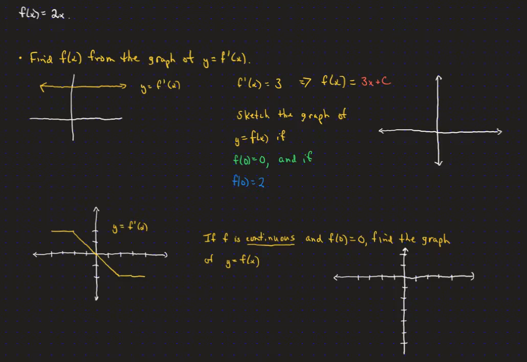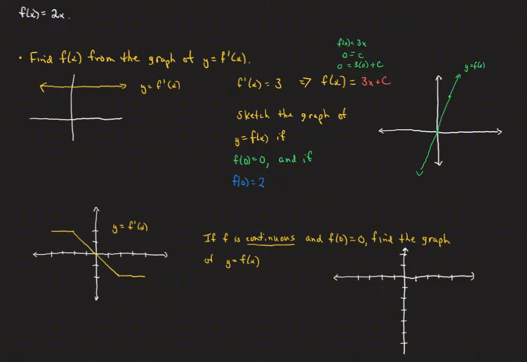Out of all those choices for c, sketch the graph of f of x if f of 0 equals 0. If f of 0 equals 0, that means 0 is going to be 3 times 0 plus c. That means c is going to be 0, and our f of x is going to be just 3x with a y-intercept of 0. So we start at 0, rise 3, run 1, and f of x would look something like that. So there's one possible f of x.